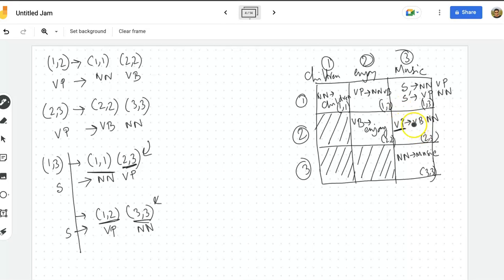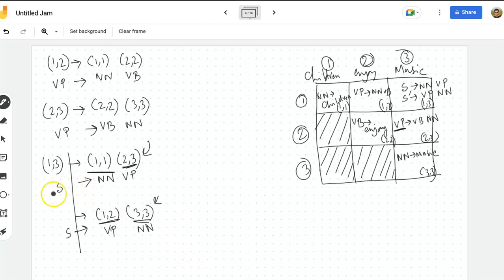One conclusion is about cell 1, 3. As we are getting two S symbols in cell 1, 3, that means we can parse the whole string in two ways. So what are the ways? I hope now you can understand. Let's backtrack.